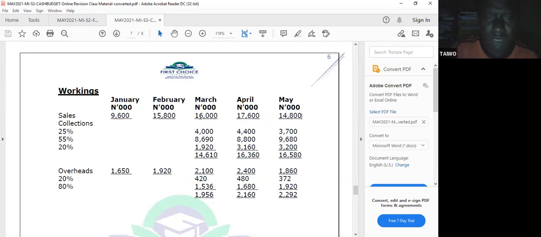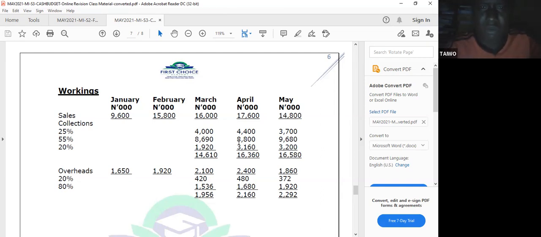Now, what about 55% of this 16 million? Where will it go to? It will go to April, which is a month after. That's why 55% of 16 million will obviously be 0.55 times 16 million. That's 8,800. You can see it's 8,800. You understand what I'm saying now?